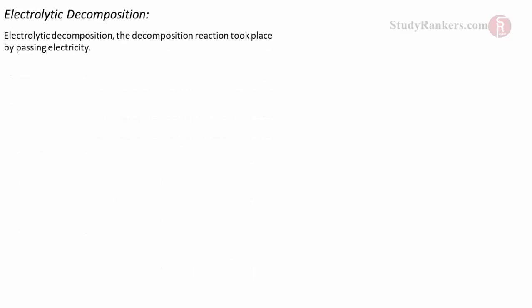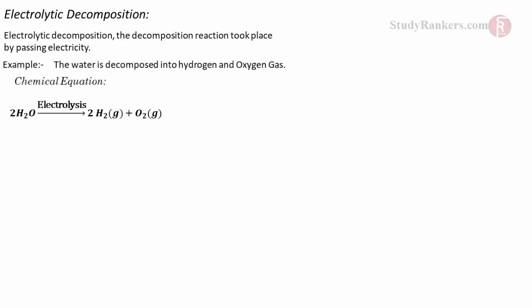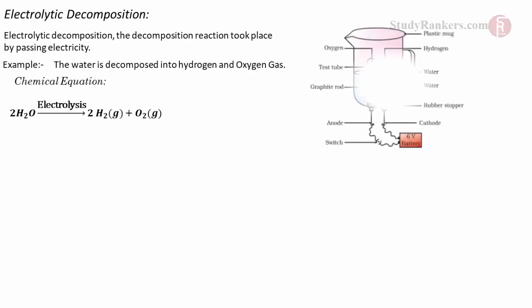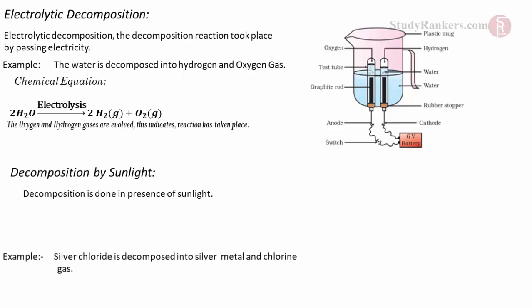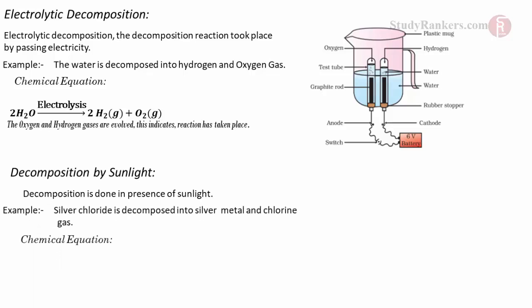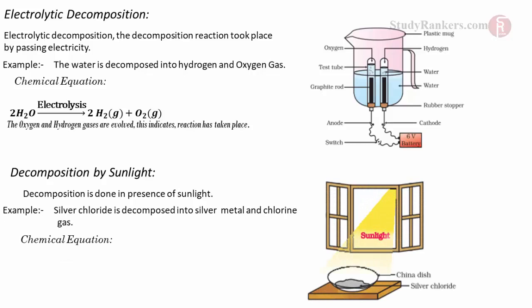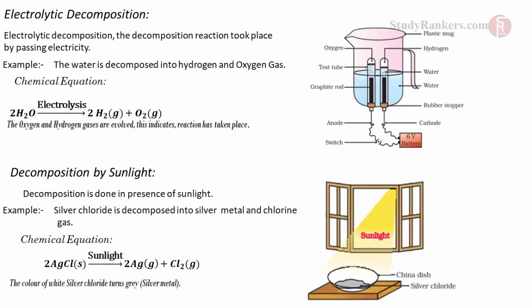The decomposition done by passing electricity is known as electrolytic decomposition. The water is decomposed into hydrogen and oxygen gas. Sunlight decomposition is decomposition reaction taking place in presence of sunlight. Silver chloride is decomposed into silver metal and chlorine gas.